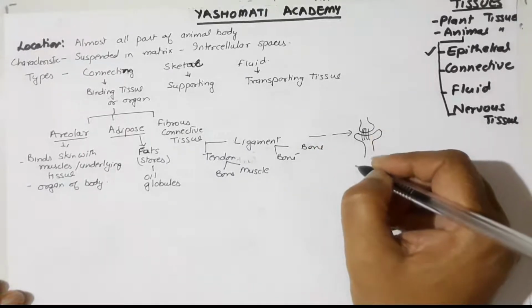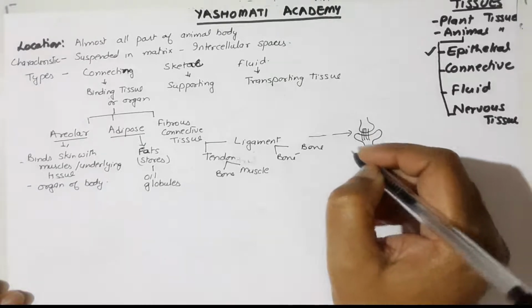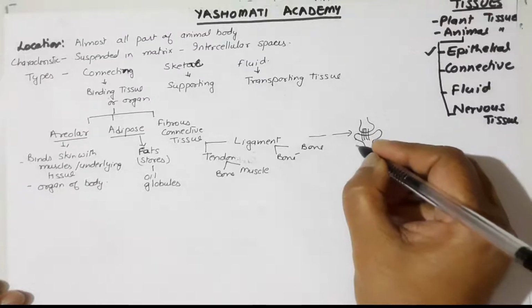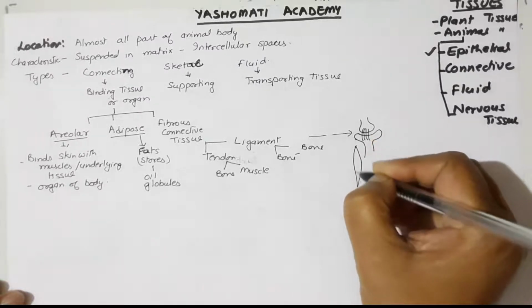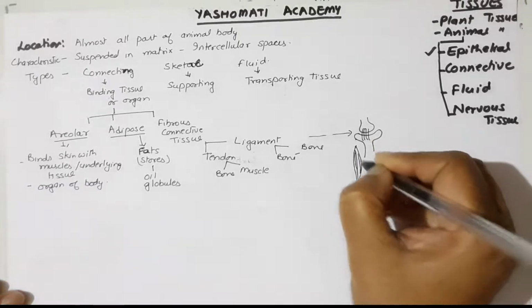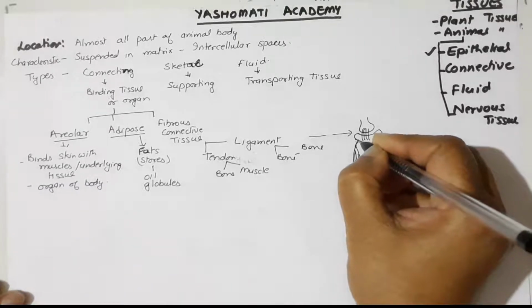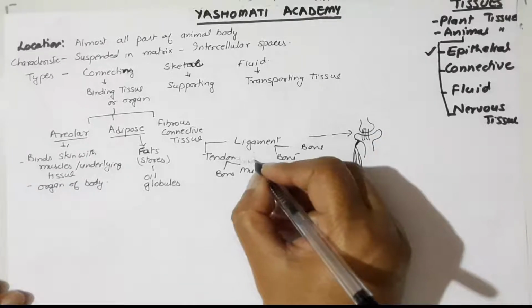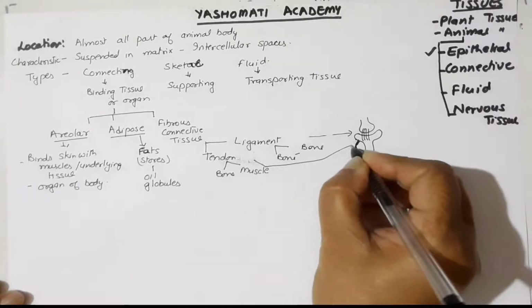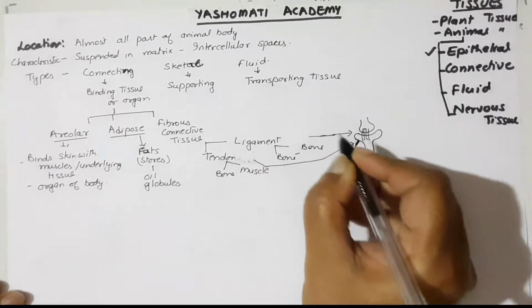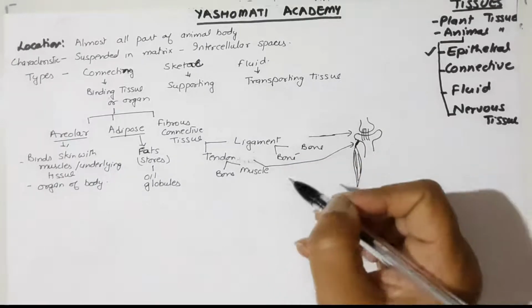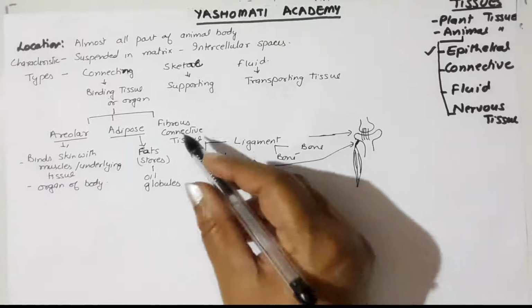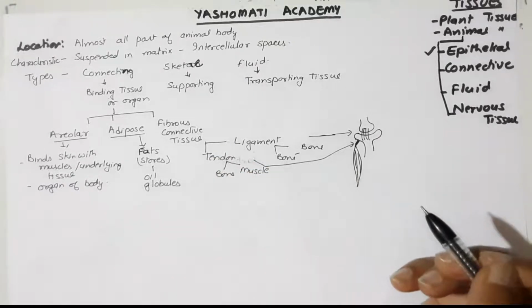And with the bone, some muscles are also attached. So for example, if with this bone there is some muscle attached, this muscle is attached with another kind of fibrous connective tissue which is called tendon. So what is ligament? Ligament is that which connects bone to bone, and tendon is that fibrous connective tissue which connects bone to muscle.